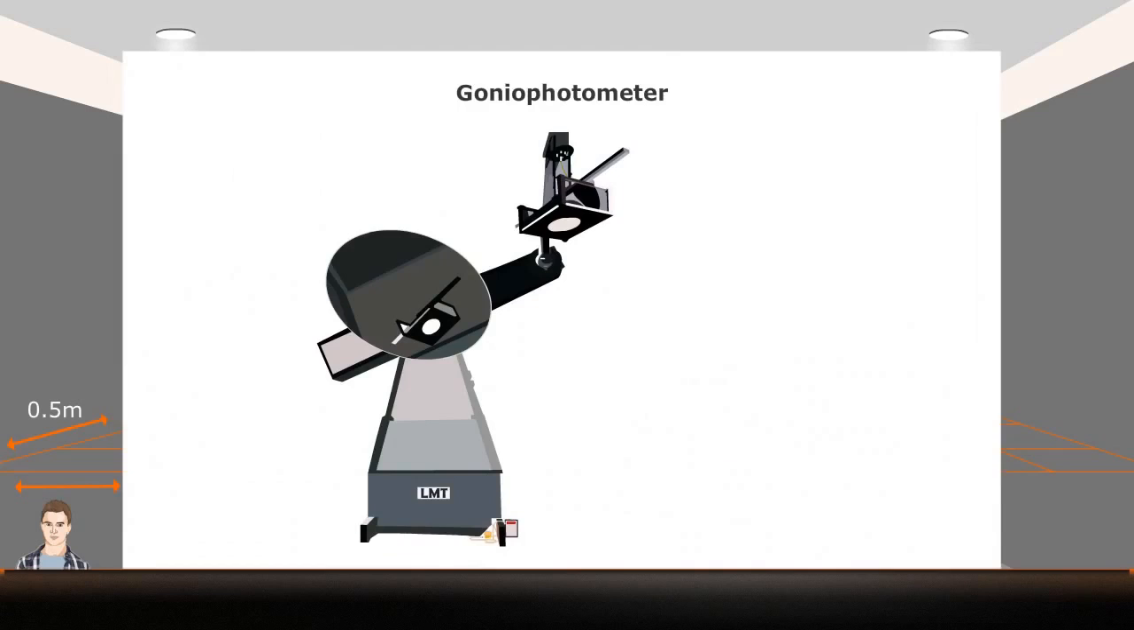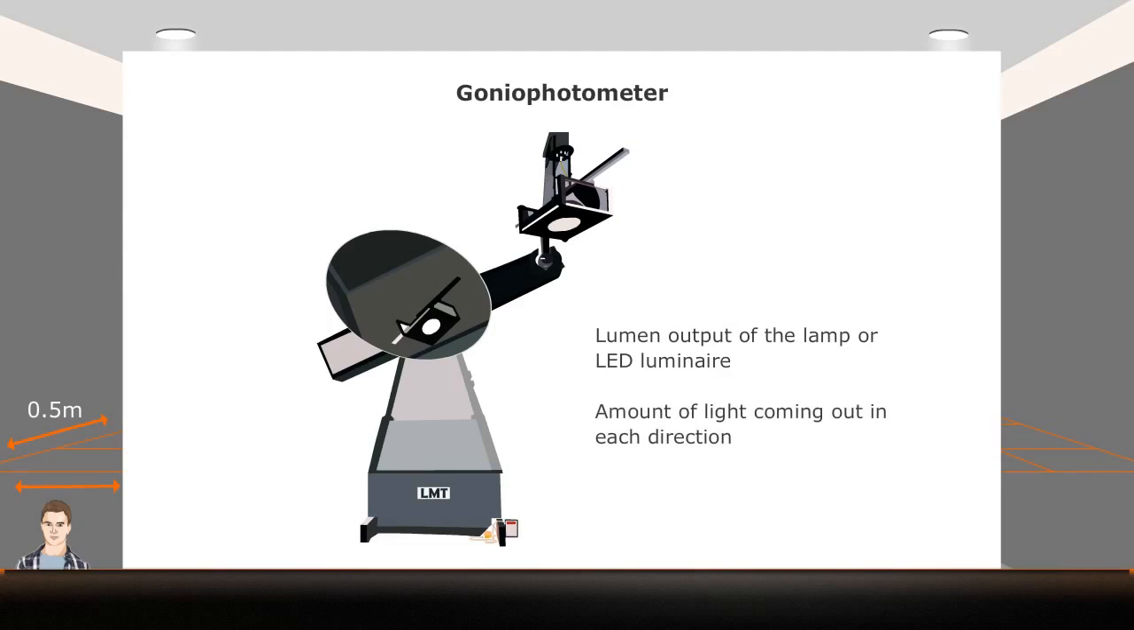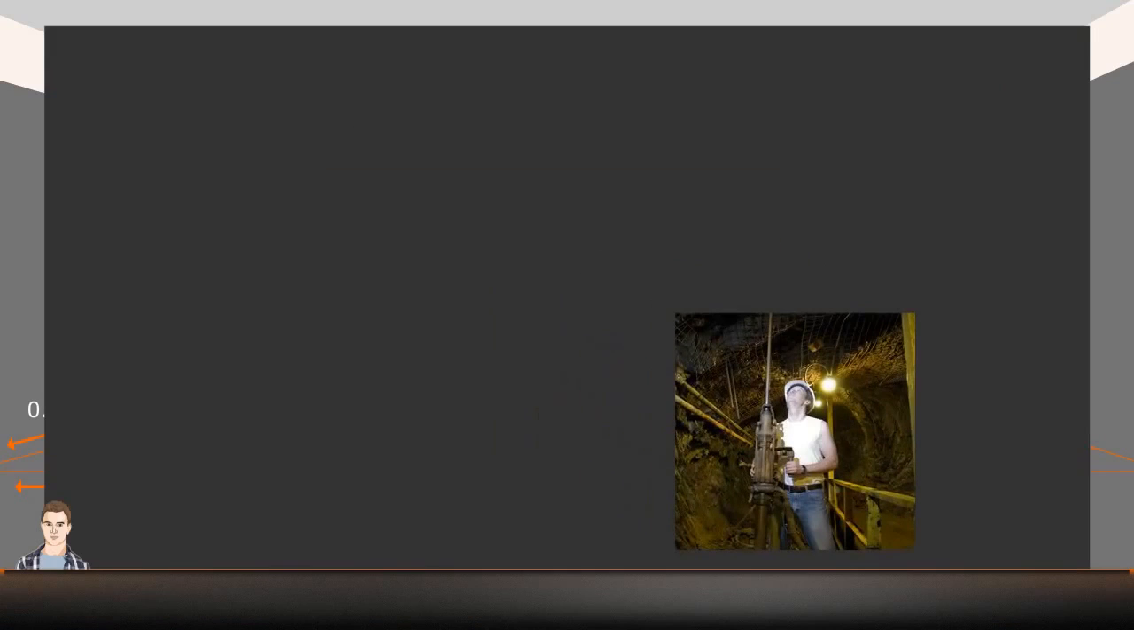We use a gonio-photometer to determine how much light comes out in each direction from a luminaire. For lighting calculations, we should also know about the photometric properties of the product to be used. The first such property is the lumen output of the lamp or LED luminaire, and the second is the amount of light coming out in each direction from a luminaire.